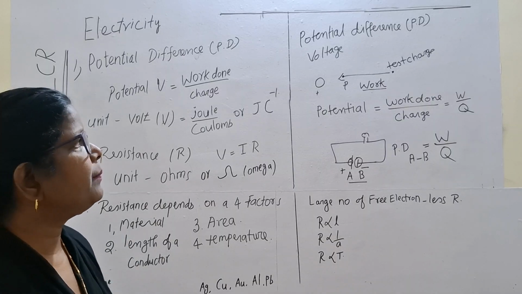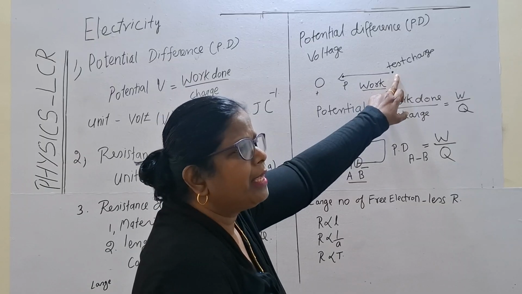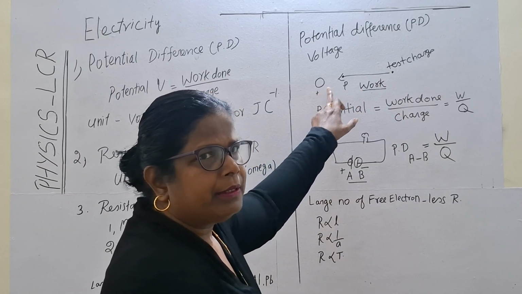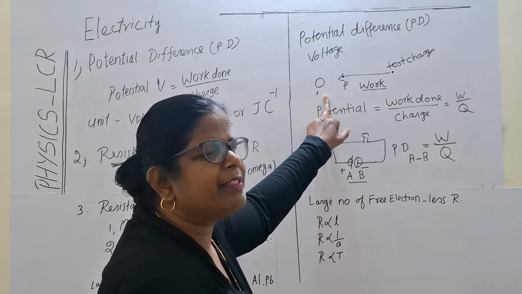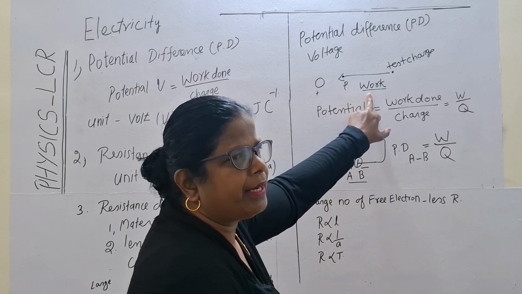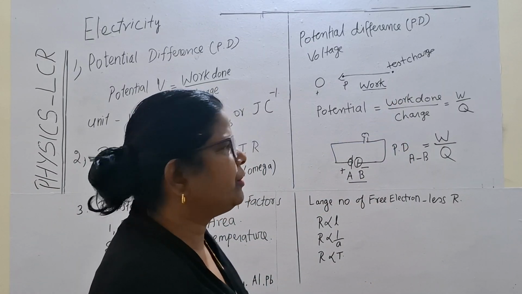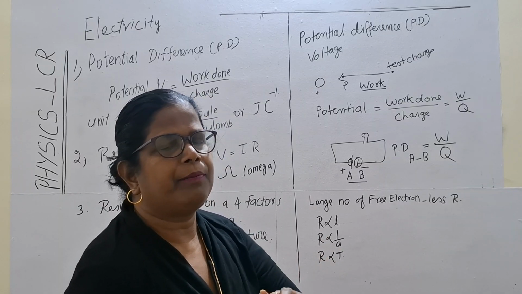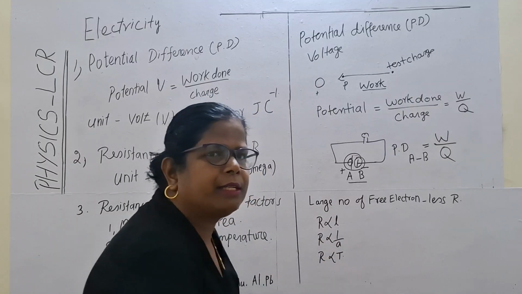Have you understood what the potential difference is? Simply, a test charge is brought nearer to the positively charged body, and some work should be done. So potential is equal to work done by charge. Potential difference means we are considering two terminals, a positive terminal and a negative terminal. In these two terminals, what is the potential difference?